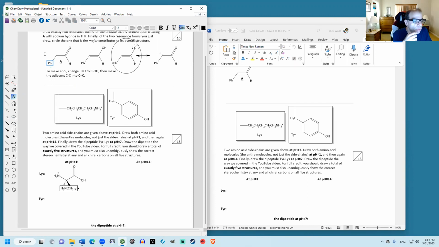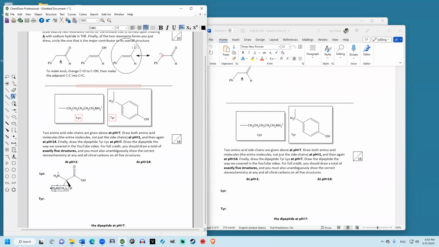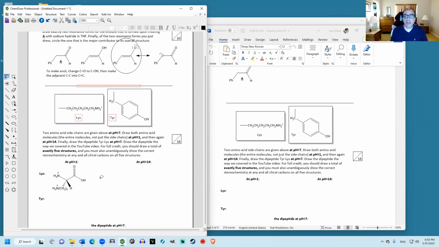Let me see if I can do this. Text flush right. Yes. And then this amino group is also protonated at pH 1. So at pH 1, everything that can be protonated gets protonated.